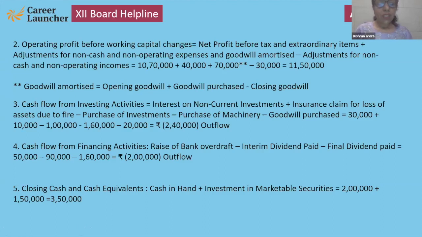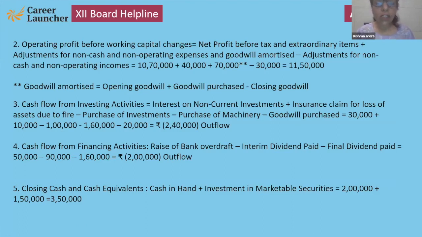Then this is OPBWC square. How to calculate investing activity? Simple. Interest and insurance claim received are inflows. Purchase of investment, purchase of machinery, purchase of goodwill, all these are outflows, because when we purchase any asset, the cash goes out. That's why it is treated as outflow.